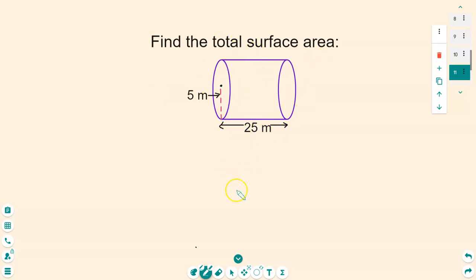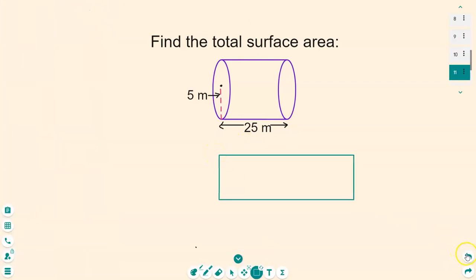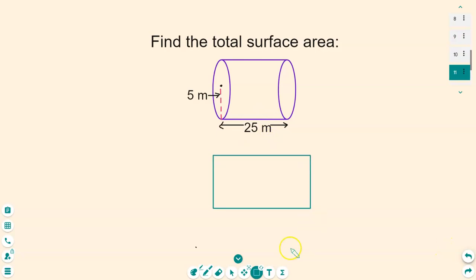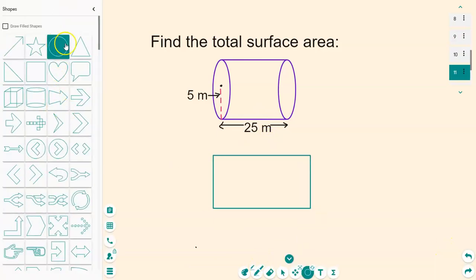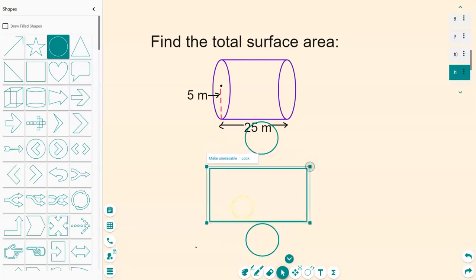We have to first identify what shape it is. It's a cylinder, right? And let's draw the net of it. So for surface area, it really helps to draw a net of the shape. And let's draw, so it's a rectangle and two circles. That's what a cylinder is. So it really helps to draw it like that, I think. And we might just drag it down just a little bit.